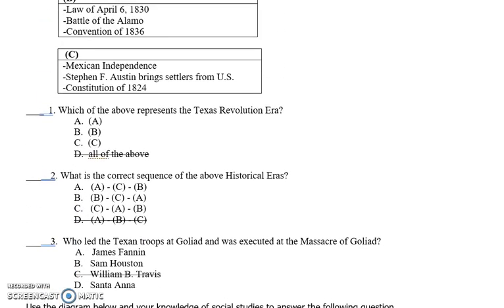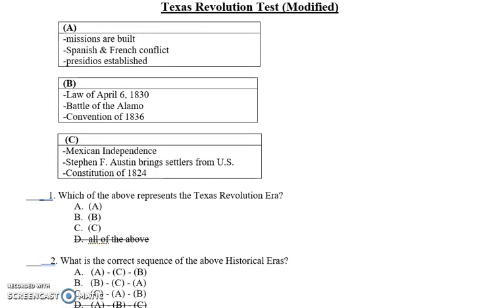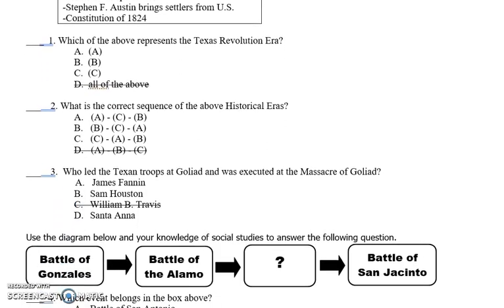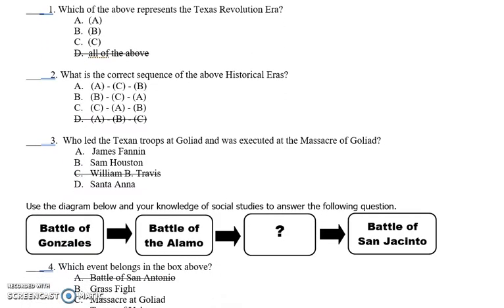What is the correct sequence of the above historical events? A, C, B; B, C, A; or C, A, B? Question 3. Who led the Texan troops at Goliad and was executed at the massacre of Goliad? A, James Fannin; B, Sam Houston; or D, Santa Anna?